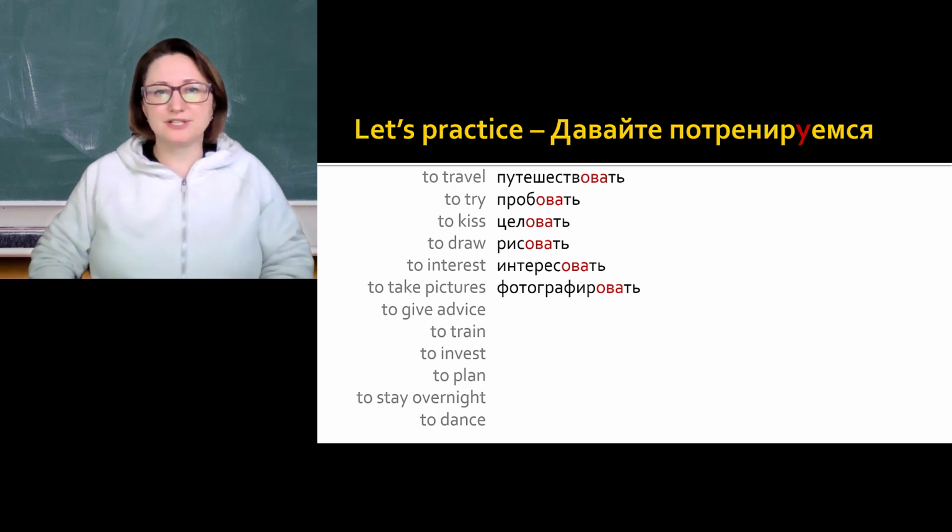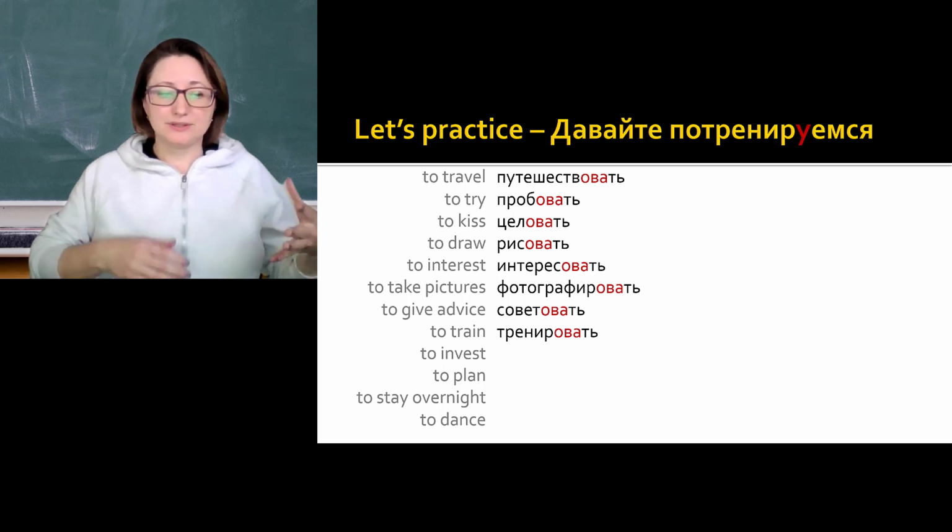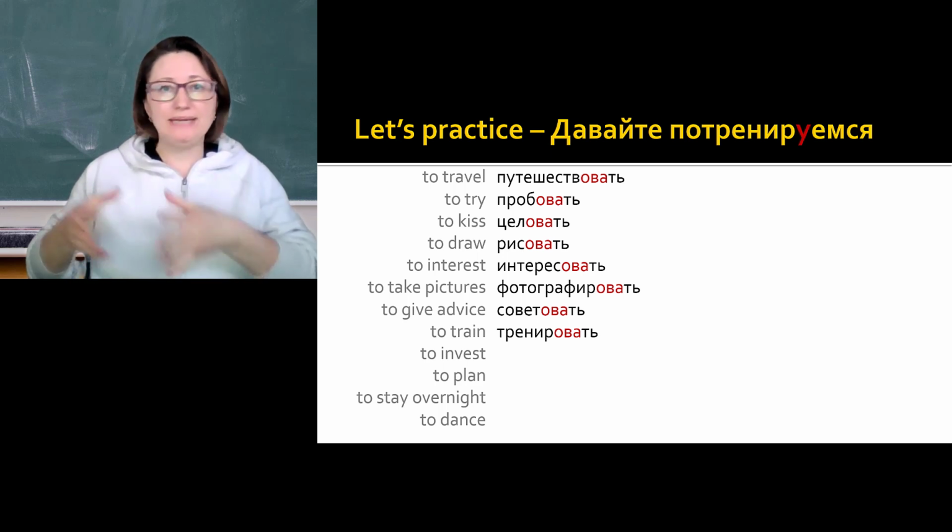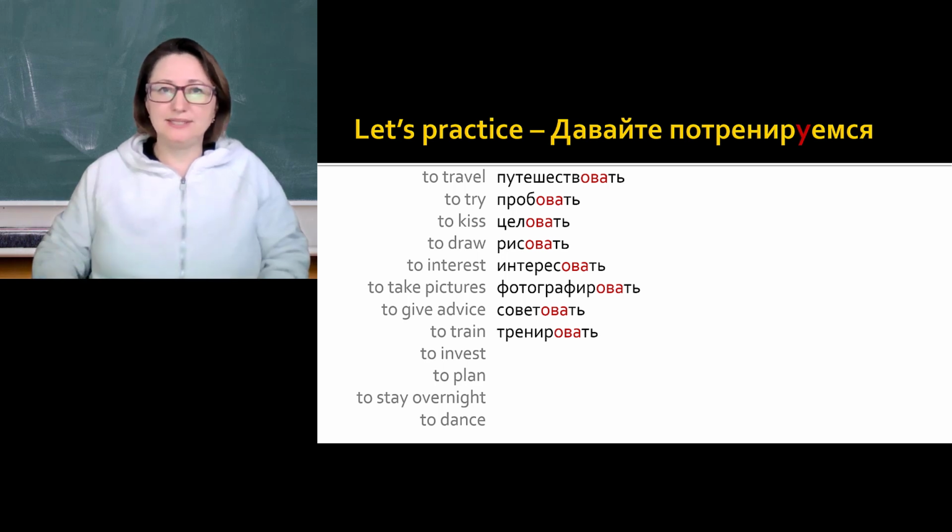Фотографировать. It's because, remember, the unstressed O is pronounced as A. Then to give advice, you already know this verb, that's советовать. And совет, everything up to over, actually means the advice as the noun. Then to train is тренировать. Like when somebody is training somebody in something. Тренировать. So to train somebody, to train a person is тренировать.